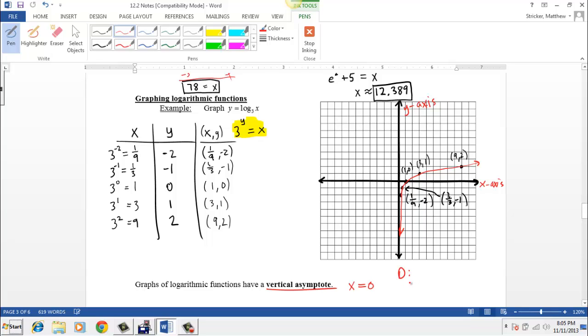What's the domain and the range of this? Definitely doesn't cover all x's. It stops here at 0, and it doesn't actually equal 0. So we would use parentheses, 0 to infinity, and then the range does cover everything. It goes from negative infinity to positive infinity, because this graph goes down, continues to go down. We have a down arrow here, and then it more gradually continues to go up, but eventually it's going to cover all the y values.